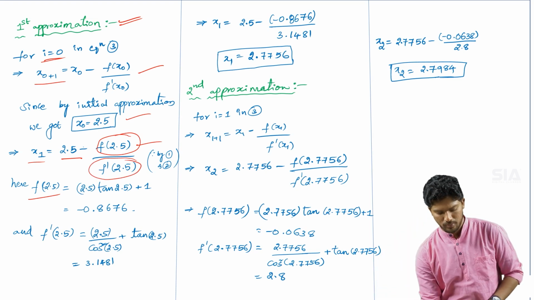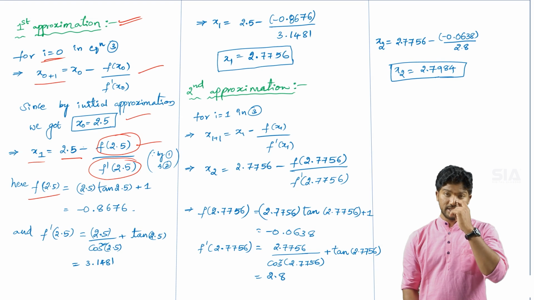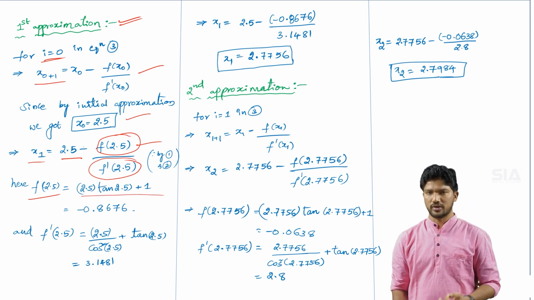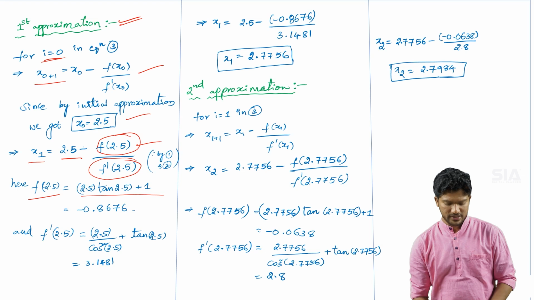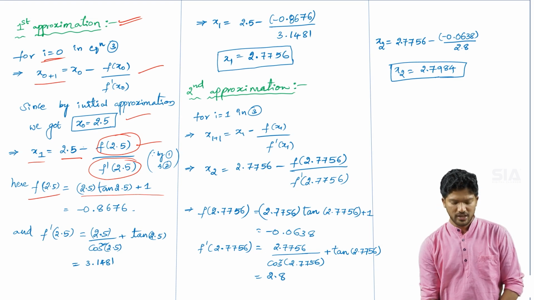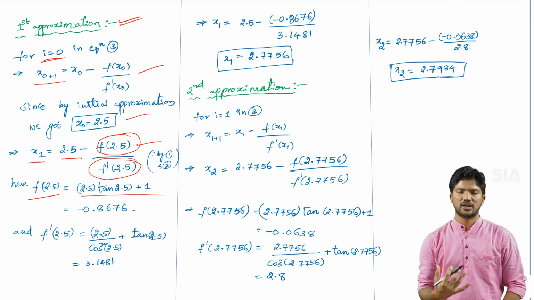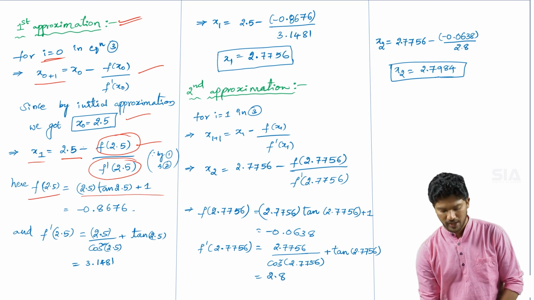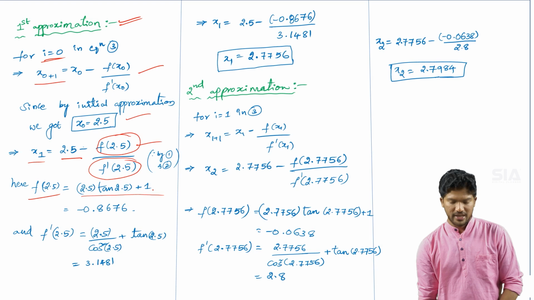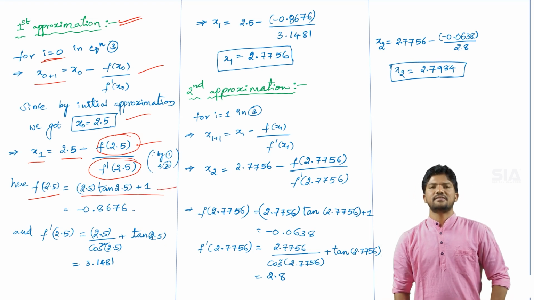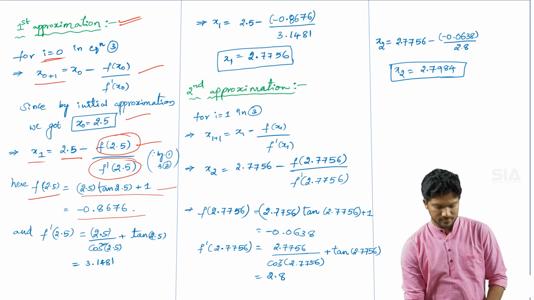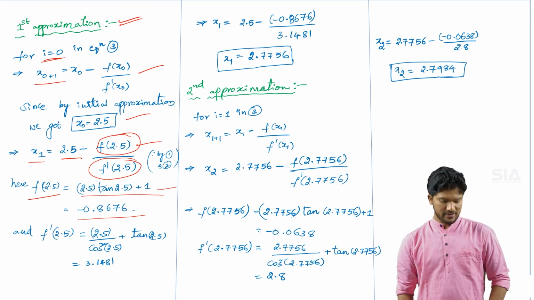So here f of 2.5: x into tan x plus 1 is the given equation. Okay, that converted equation. After the simplification, we converted that equation to x into tan x plus 1. So in place of x, you have to substitute the x naught value as 2.5. So therefore 2.5 into tan 2.5 plus 1. So you will get minus 0.8676. If you calculate it with the help of a scientific calculator, you will get minus 0.8676.